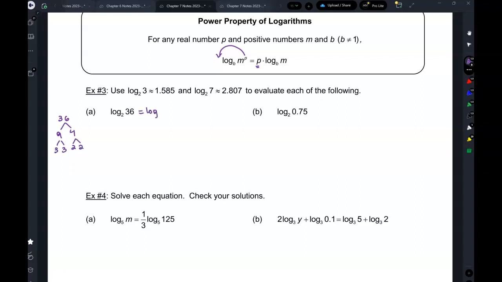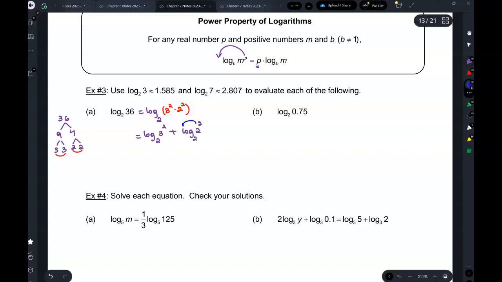So this is going to be log base 2, and then 36 is 3 squared times 2 squared. I literally didn't do any math. I just broke up the 36 into its factors. So now I have a log of a product. I'm going to separate that. So I'm going to have log base 2 of 3 squared plus, multiplication means plus, log base 2 of 2 squared. Now, this moves down, this moves down.